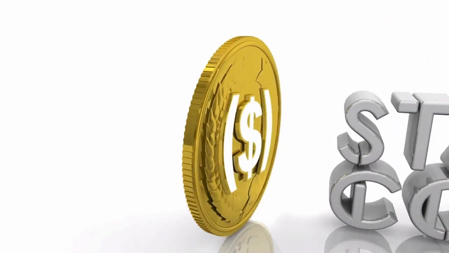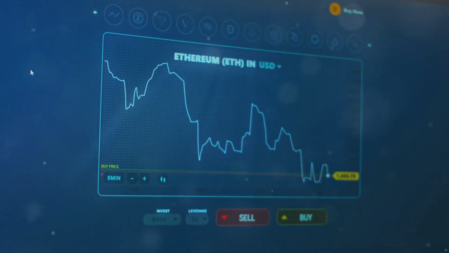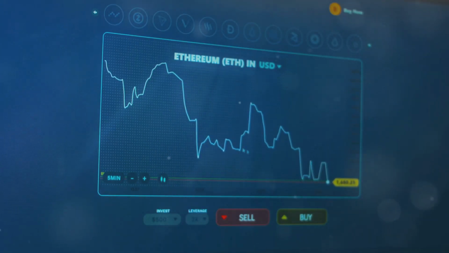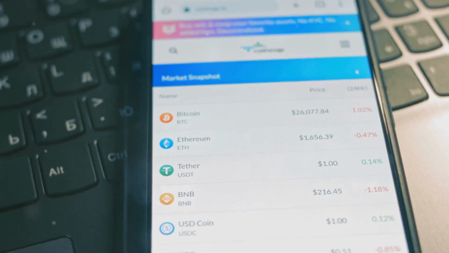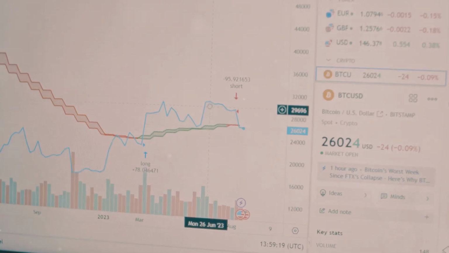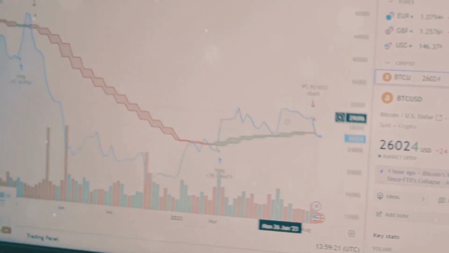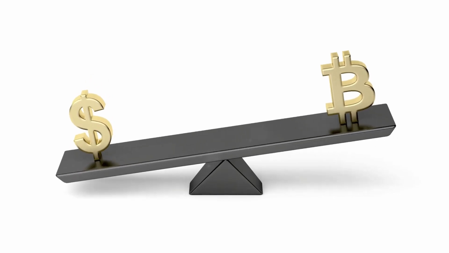USDT belongs to a group called Stablecoins. Their value is pegged to a stable asset. They try to avoid the big price swings seen in other cryptocurrencies like Bitcoin. Now, why is this stability appealing? Because it offers a haven from the volatility of the crypto market. This makes USDT attractive to traders and investors.